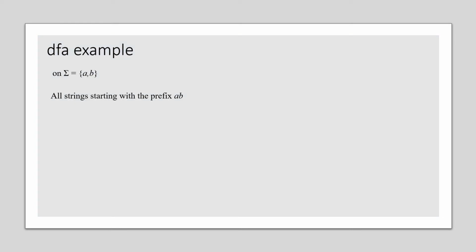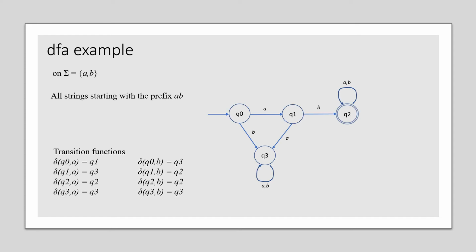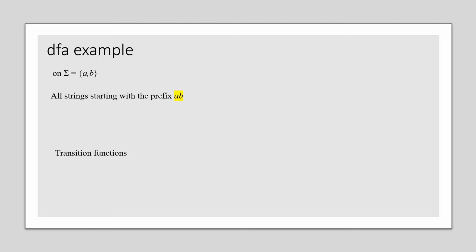Let's do another example. Here's a DFA on the same alphabet AB, and this is going to be all strings that start with the prefix AB. So what does that mean? Here's what the DFA looks like, but let's build it. So we need to start with the prefix AB. So we're going to start with our initial state.